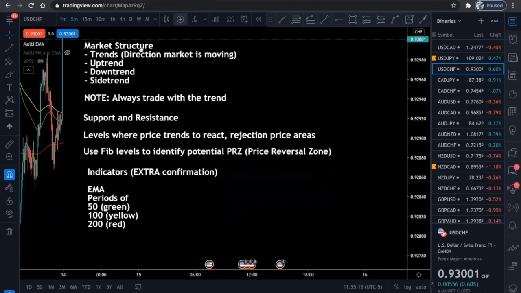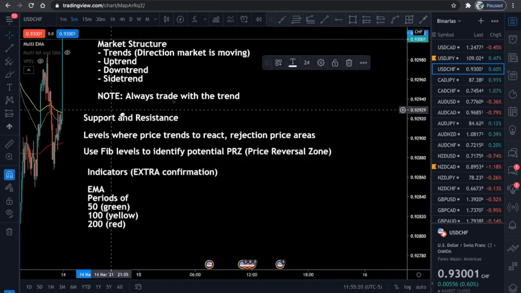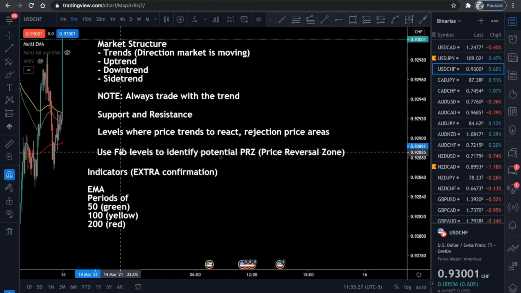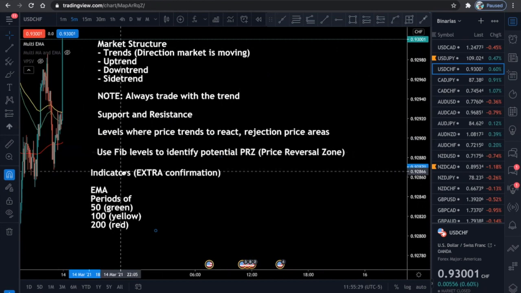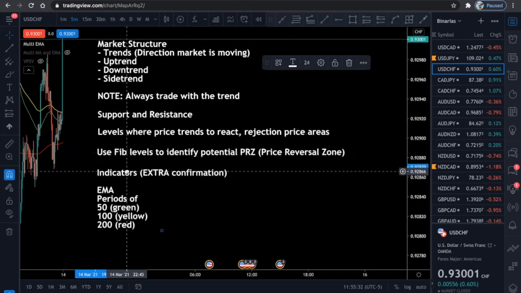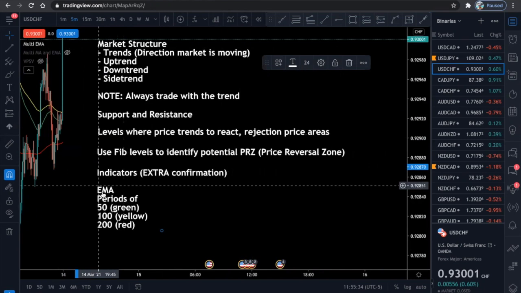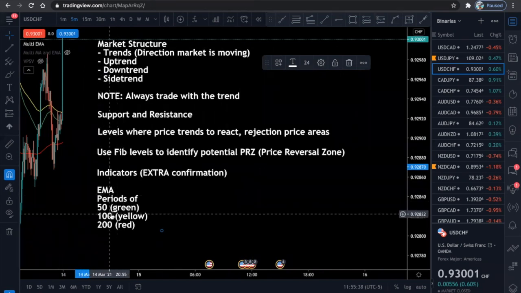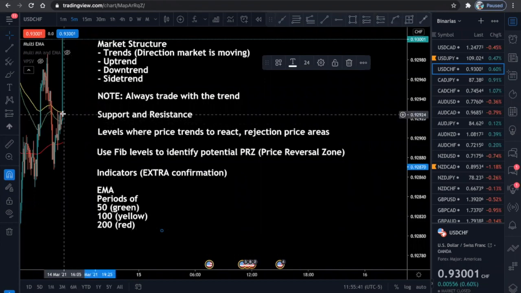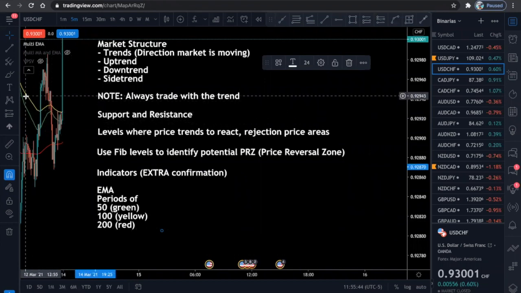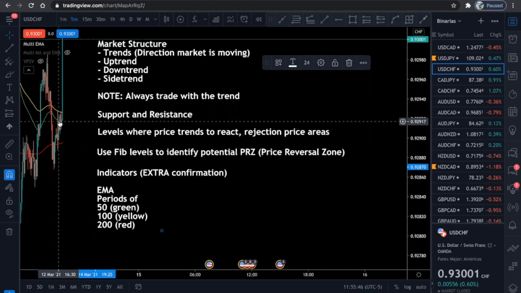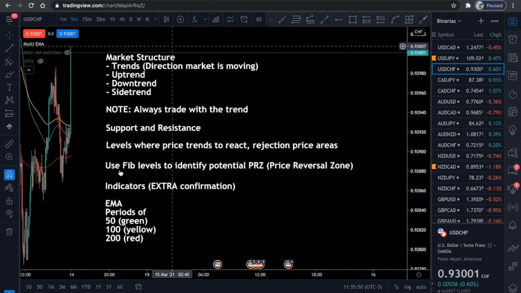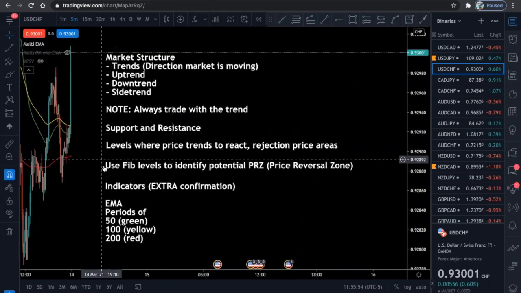So I have one, market structure, two, support and resistance, three, Fibonacci levels as a PRC, and last but not least, my indicators, which are the exponential moving average with periods of 50, 100, and 200. These are these lines you're going to see following up with the price. Okay, so please take a picture of that. We're going to be seeing each and every one of these steps right now.